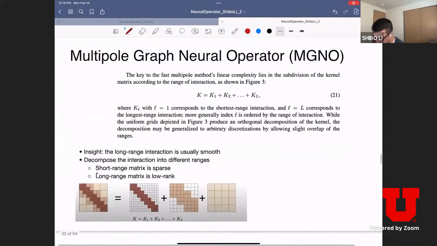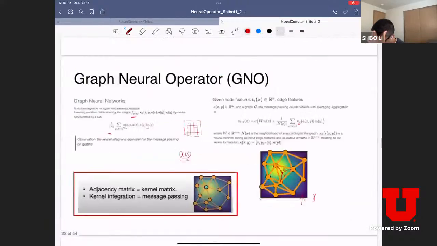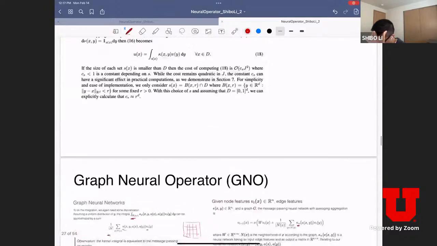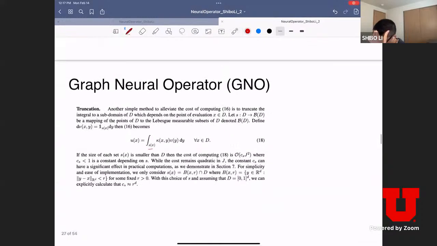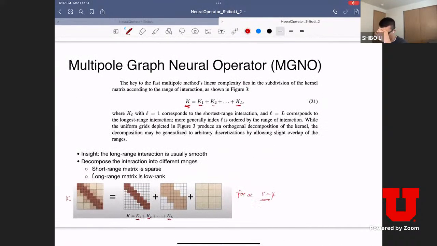So the key idea is that your kernel can be written as K1, K2, till KL. This is your kernel K, and these kernels are constructed with different grid sizes. So you can see we force r equal to 4. We have a function, and we only consider a certain range, but we construct with multiple resolutions.